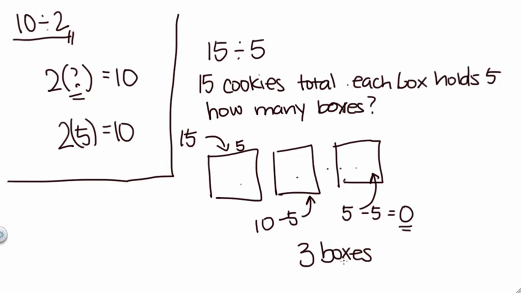Okay, so this is a repeated subtraction part. You subtract 5 3 times, so that means the solution is going to be 3.